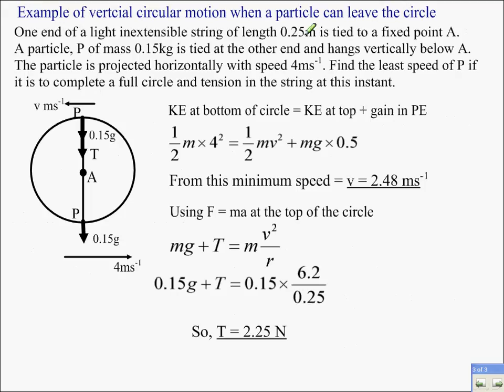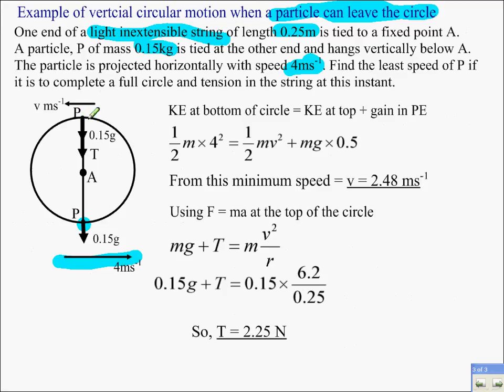Okay, this particle can leave the circle. Light inextensible string, tells you its length, mass of the particle. Classic exam question. It starts at the bottom, is projected with a certain speed. Find the least speed if it's to complete a full circle. So we want it to get up to there and just have the energy to go all the way around.